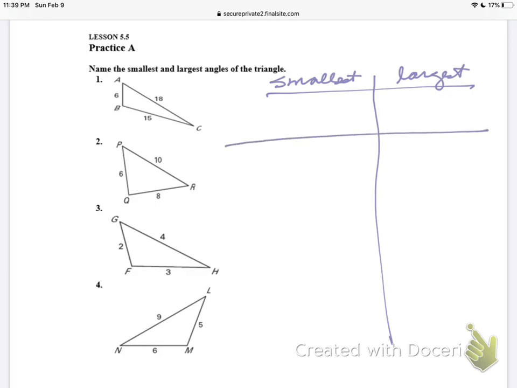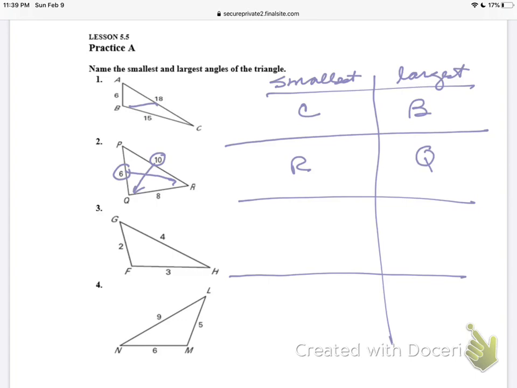So problem 1, the smallest angle is angle C because it's opposite the 6, and the largest angle is angle B. For 2, look for the 6. It is opposite the R, so it's the smallest, and look at the 10, and it is opposite the Q, so the Q is the largest.